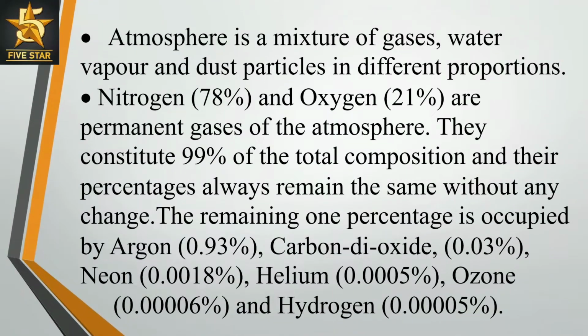Atmosphere is a mixture of gases, water vapor and dust particles in different proportions. Nitrogen 78% and oxygen 21% are permanent gases of the atmosphere. They constitute 99% of the total composition and their percentage always remains the same without any change.